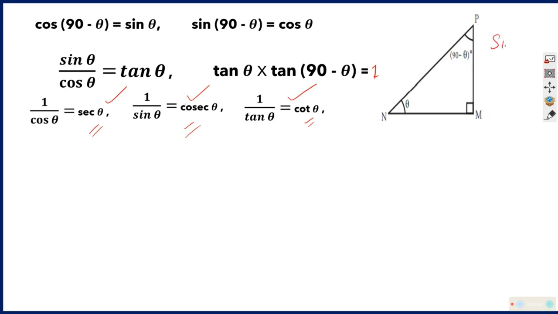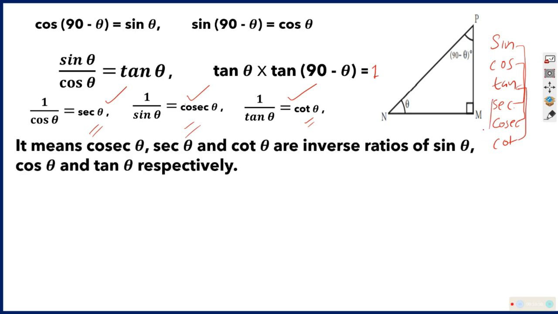So we got 3 more ratios, or 3 more names. Earlier we had only sine, cos, tan. Now we got sec, which is connected with cos theta, then cosec, which is connected with sin theta, and cot, which is connected with tan theta. All these, simply speaking, cosec theta, sec theta and cot theta are inverse ratios of sin theta, cos theta and tan theta. So what do we need to know? We only need to know the base ones.